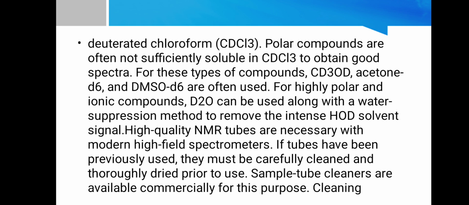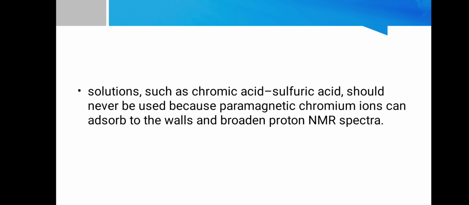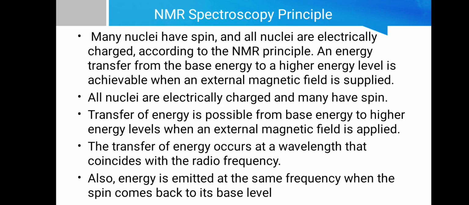If tubes have been previously used, they must be carefully cleaned and thoroughly dried prior to use. Sample tube cleaners are available commercially for this purpose. Cleaning solutions such as chromic acid or sulfuric acid should never be used because paramagnetic chromium ions can adsorb to the walls and broaden the proton NMR spectra. So, what is the NMR spectroscopy principle?